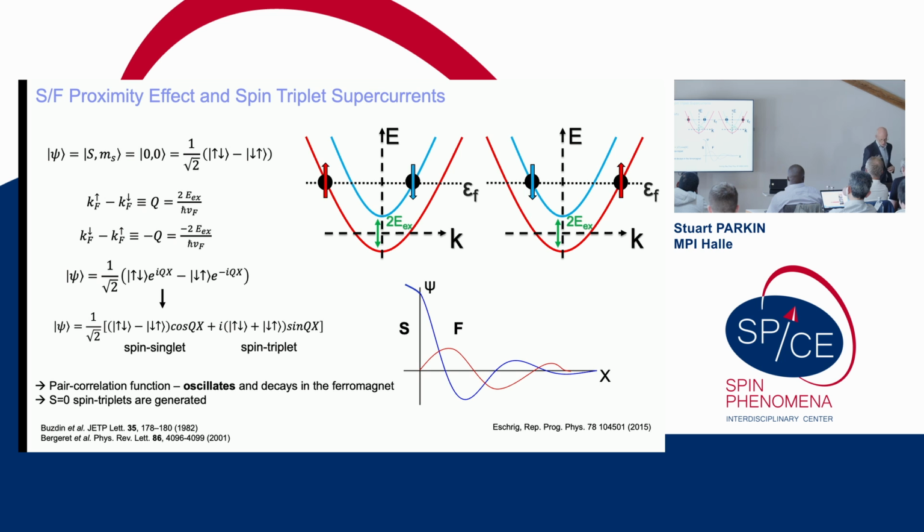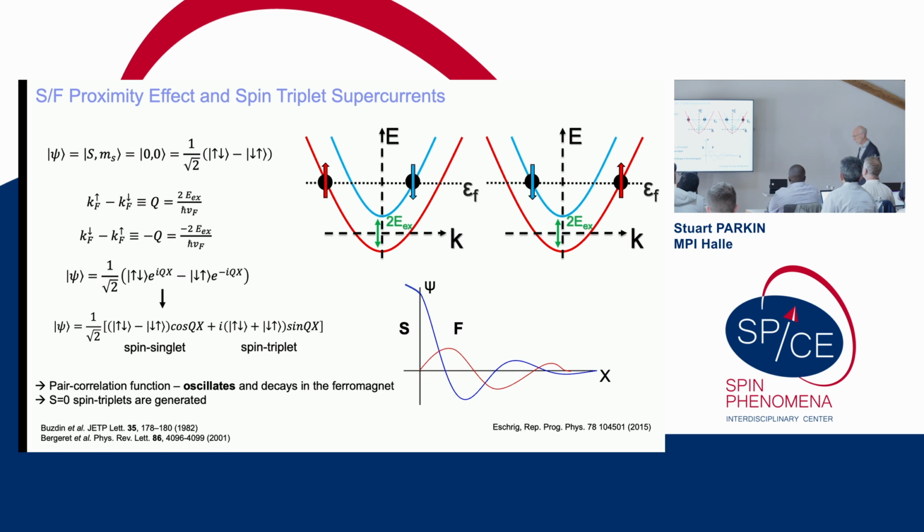Just to remind you what happens when you place a superconducting layer on a ferromagnet: as you all know, in conventional superconductors, the superconducting state is formed by Cooper pairs, two electrons with opposite spins and opposite momenta. However, in a ferromagnet, the conduction bands are spin split by the exchange energy. This means to form a Cooper pair, you need to combine two electrons with opposite spins and slightly different momenta. Therefore, they have a finite momentum.